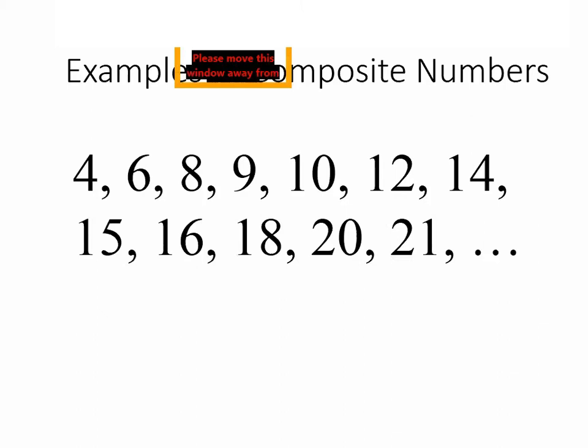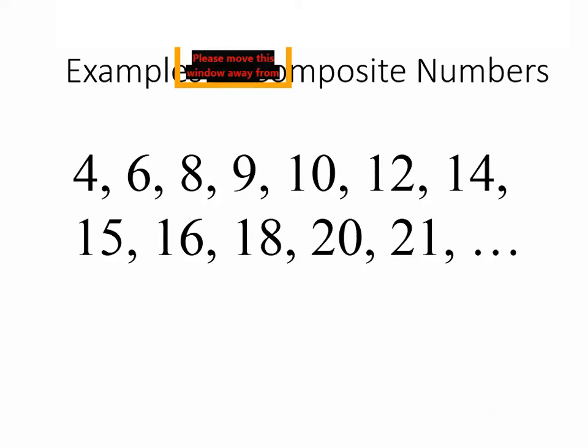Now, if we observe 4, what are the factors of 4? Multiplying 1 with 4, the product is 4. Then 2 multiplied by 2, so 2 and 2 are the factors and the product is 4 as well. Then 4 multiplied by 1 gives the product 4. So 4 has more than 2 factors, that is 1, 2 and 4 itself, which means that 4 is a composite number.